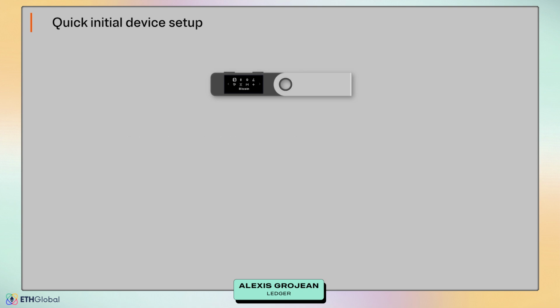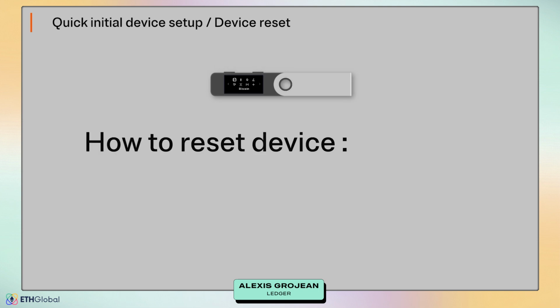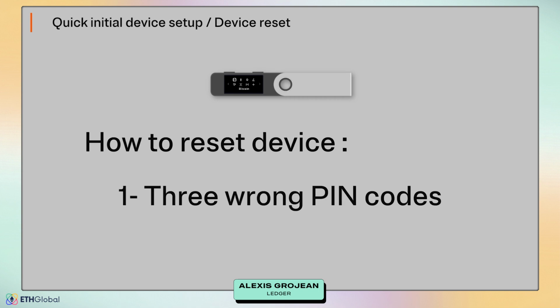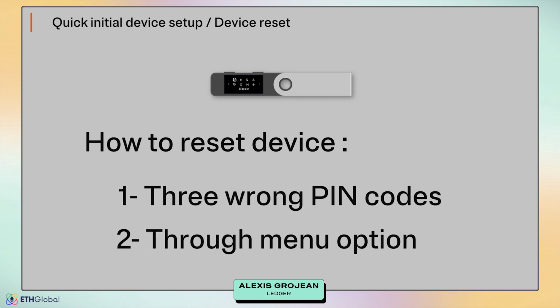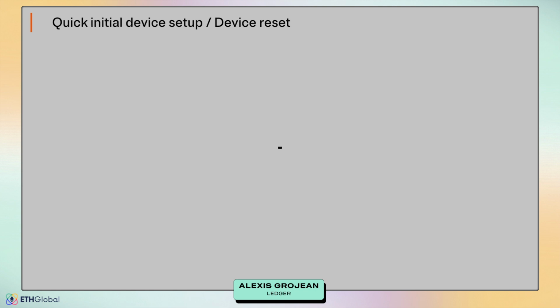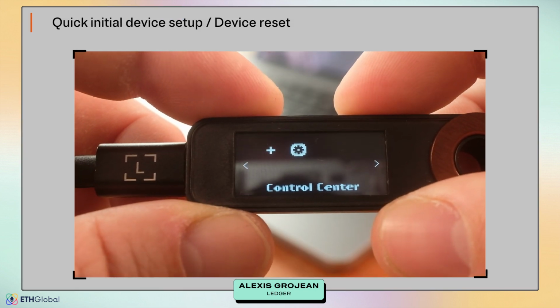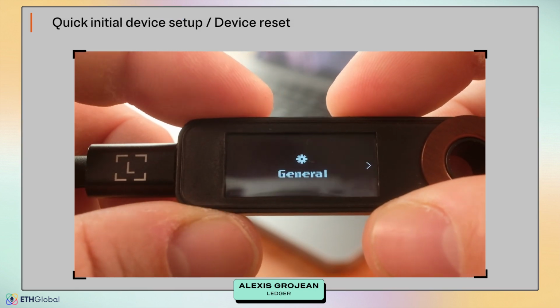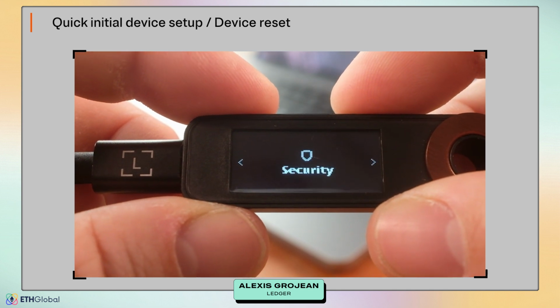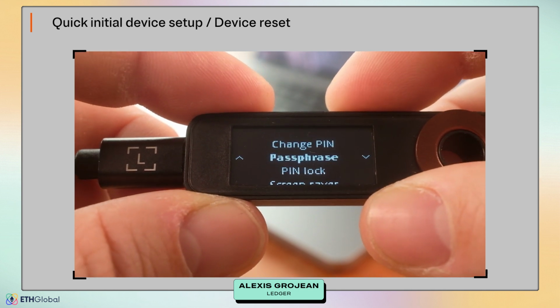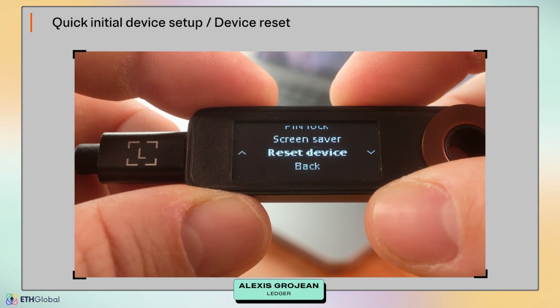If your device is already initialized, you'll need to perform a reset first. There are two ways for that. You can enter 3 wrong pin codes when you turn on your device, or you can use the available option in the settings menu. Let's see how to use the second option on a Nano S Plus. With the device turned on and unlocked, do a long press on both buttons to enter the control center. Then go to Manage Device and Security. From here you can find the reset option. Press both buttons to validate.